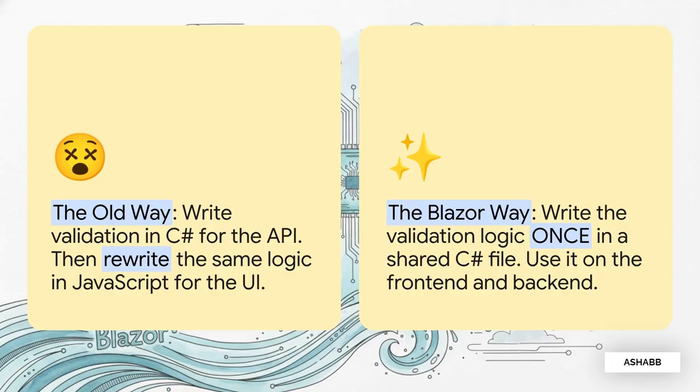First, you write that logic in C# on your backend API to protect your data. Then, you have to rewrite the exact same logic in JavaScript for the front end so the user gets instant feedback. You've got 2 pieces of code to maintain, 2 places for bugs to creep in, 2 sources of headaches. The Blazor way? You write that validation logic one time in C#. That's it. End of story.